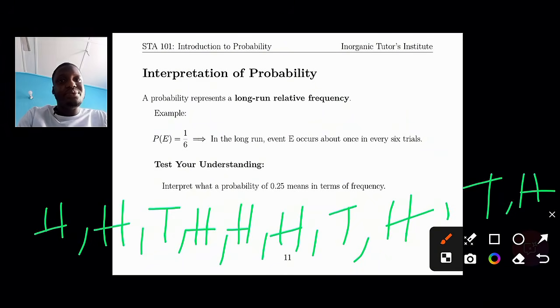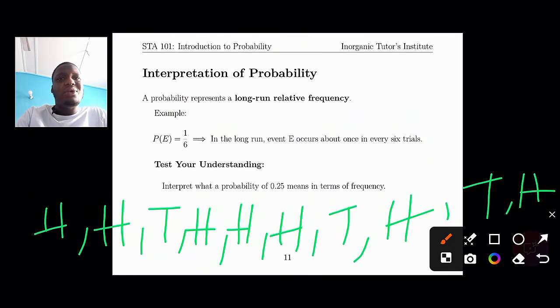No, that is wrong. Studies have shown, or when you do it yourself you realize, that when you conduct the experiment continuously for a very long period of time, the number of heads that you are getting is almost the same as the number of tails. That's what happens when you conduct it repeatedly.